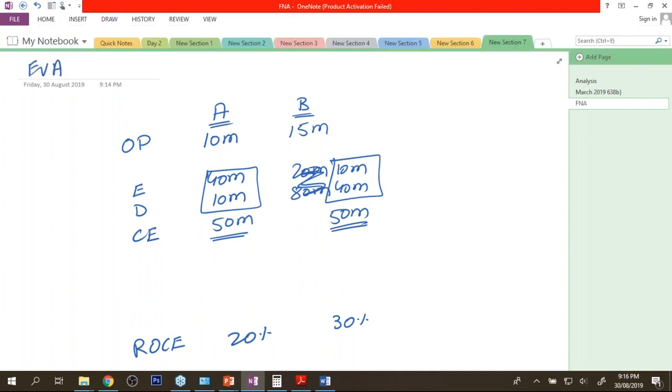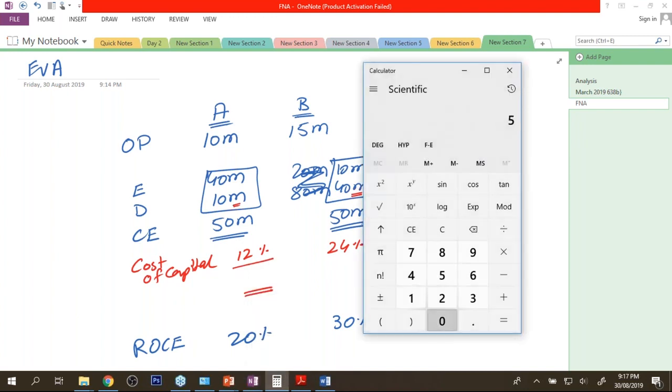But company B is comparatively more geared than A, so its risk will also be higher, which means that its cost of capital will also be higher. Let's suppose the cost of capital of company A is 12% and the cost of capital of company B is, let's say, 24%. So the investor of company A requires 50 million into 12% as the return, which is $6 million.